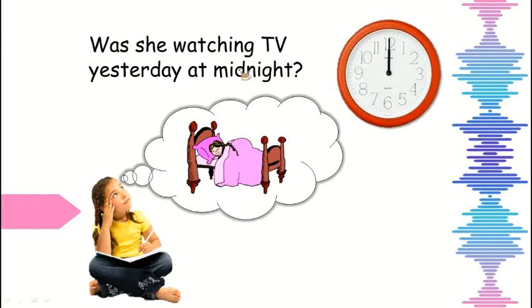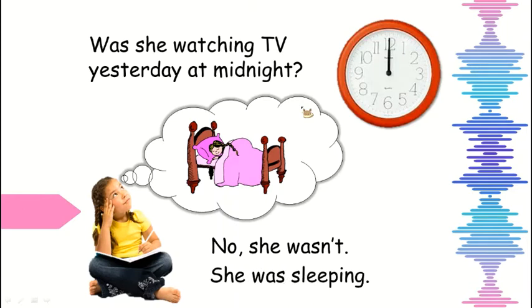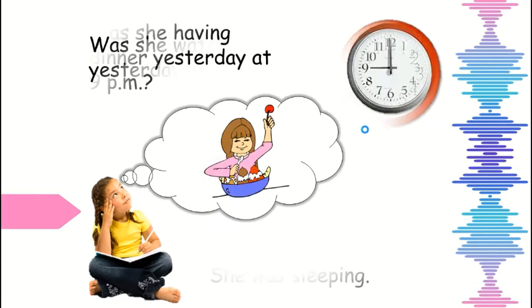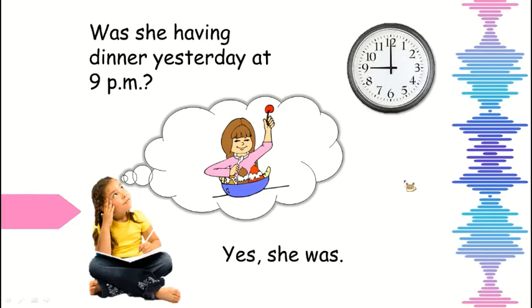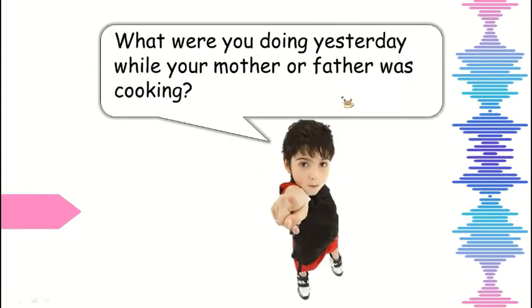Okay, was she watching TV yesterday at midnight? No, she wasn't. She was sleeping. Okay, yes, I think we said this. Fine. What were you doing yesterday while your mother or father was cooking? Okay, so now can you tell us what were you doing? So this happened at a certain time in the past when your mother or father was cooking or cooked.